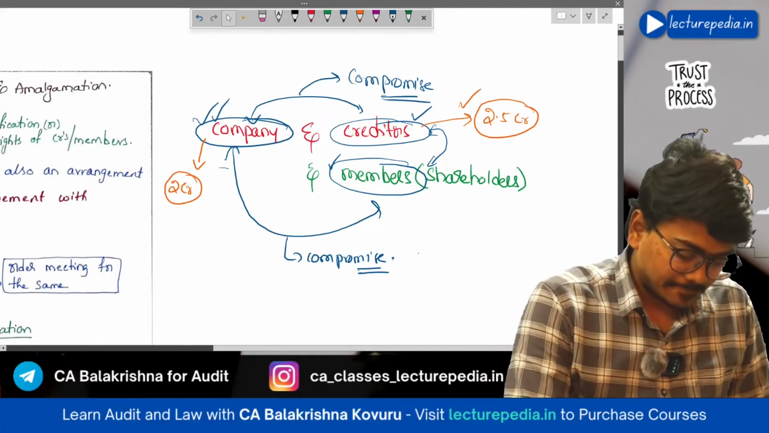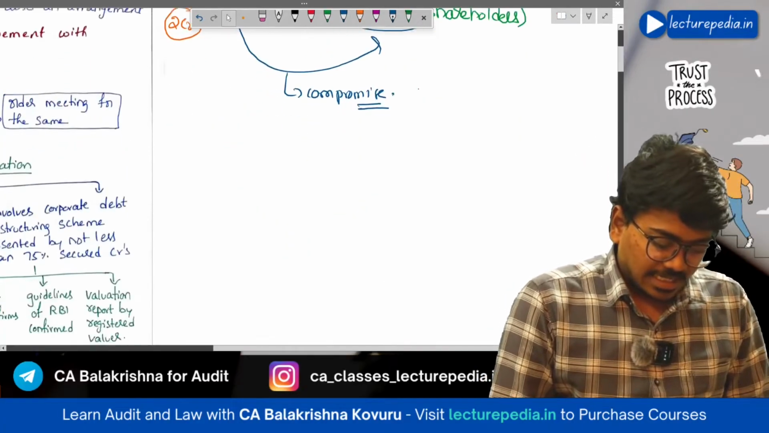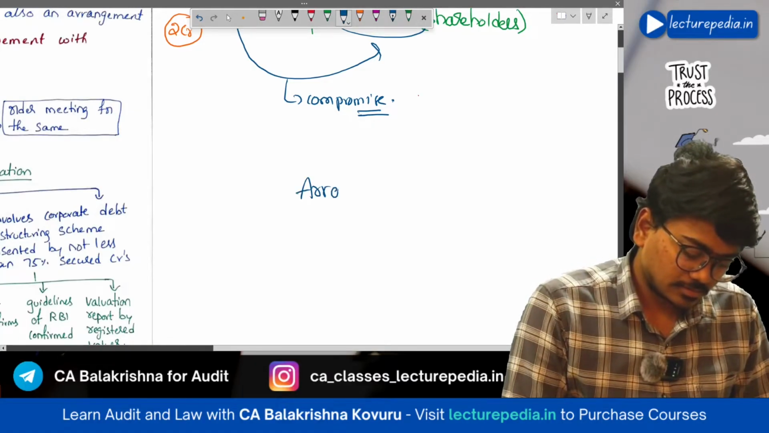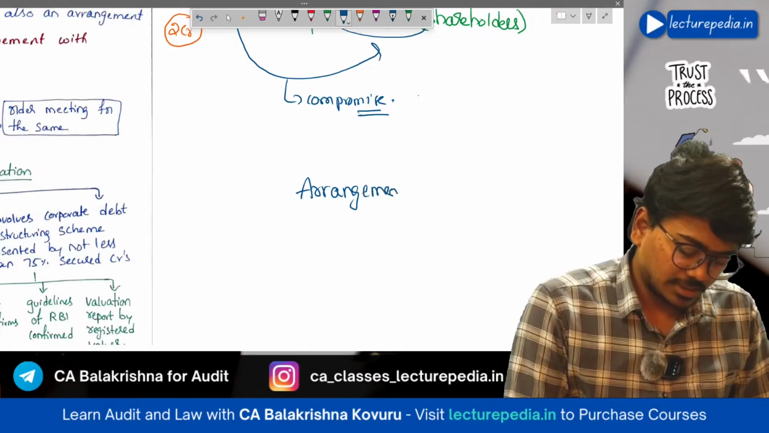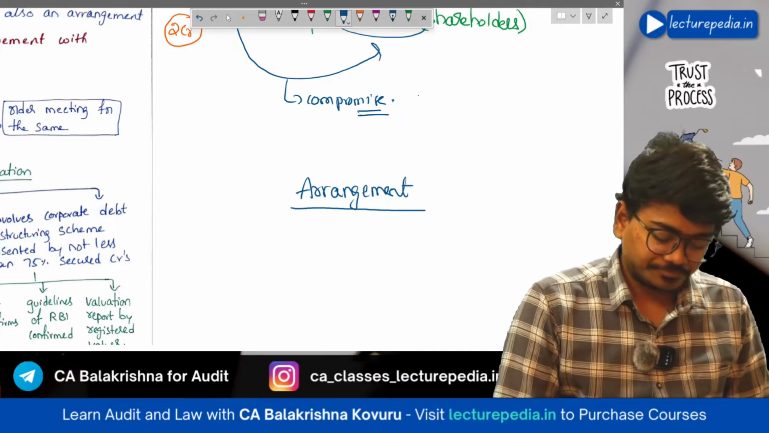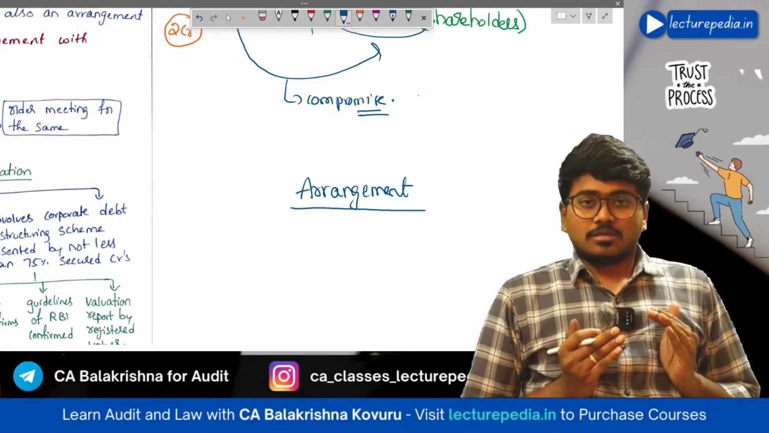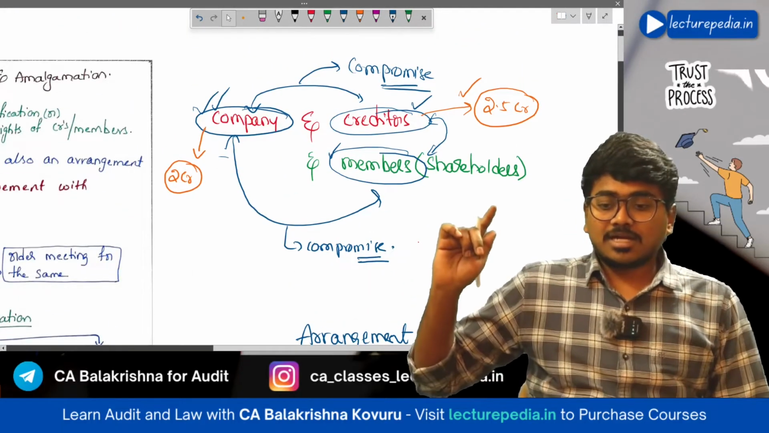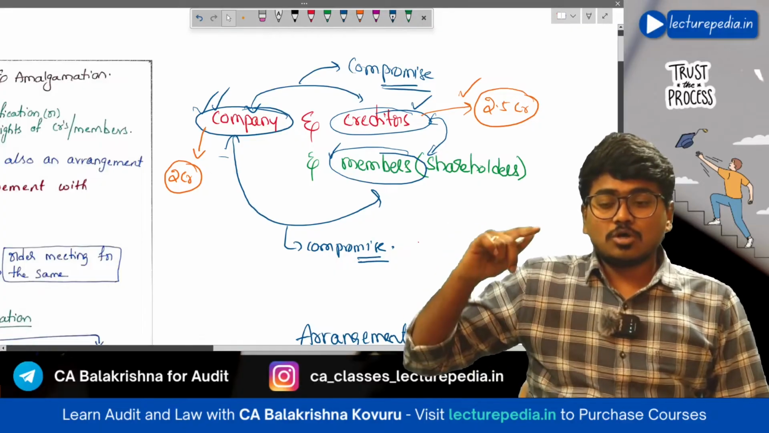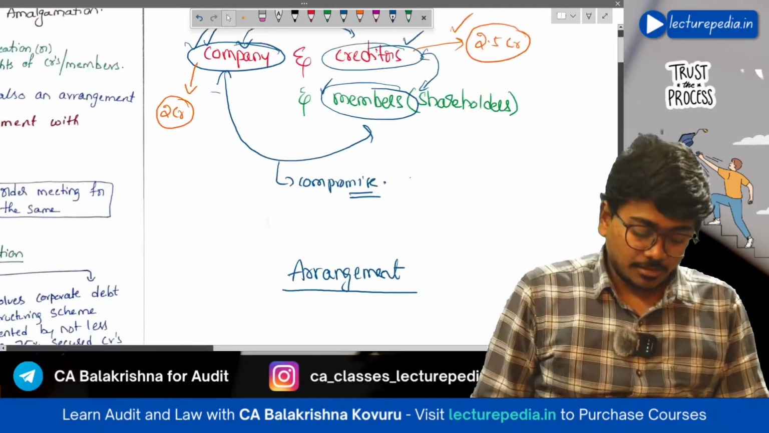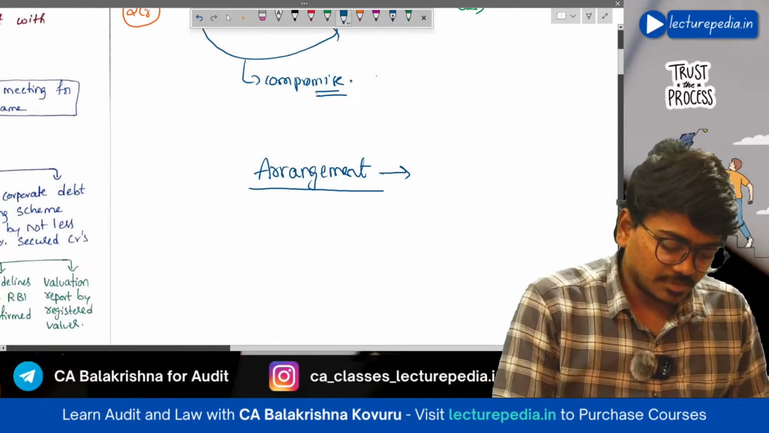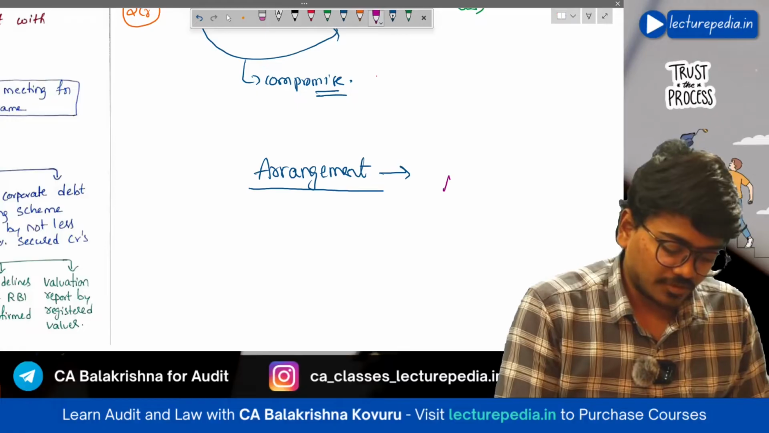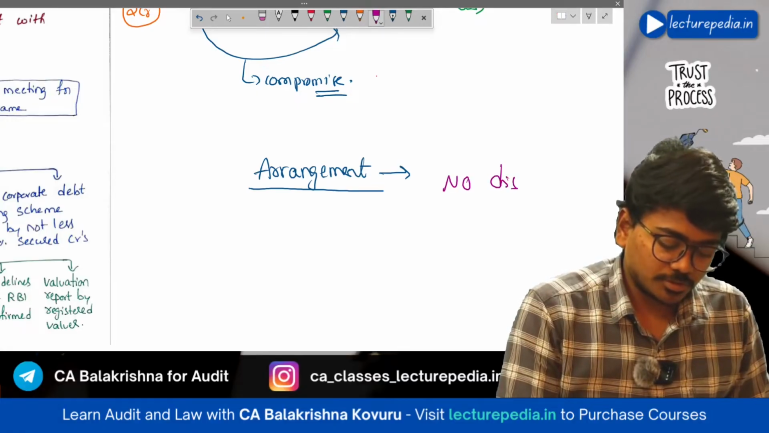Next, arrangement. The next term that we are going to discuss is arrangement. Now, the compromise that we have discussed is also one type of arrangement, but in case of arrangement there will not be any dispute. In case of arrangement, there is no dispute between the parties.